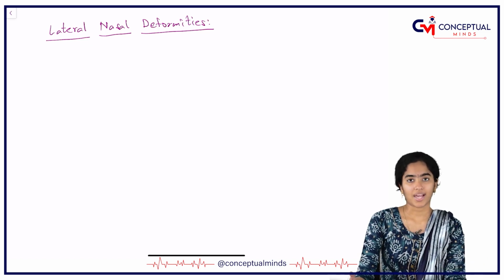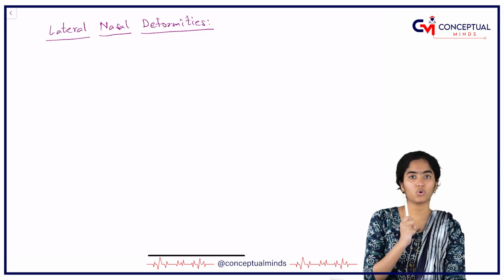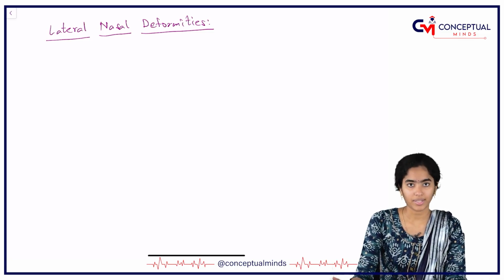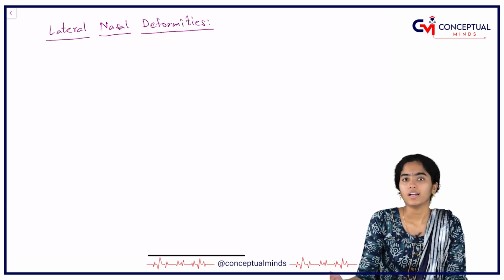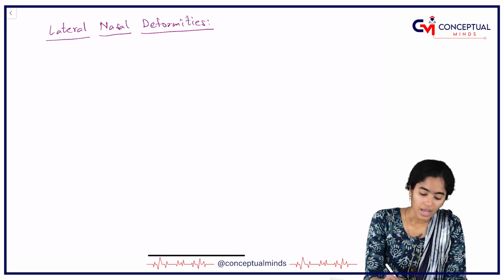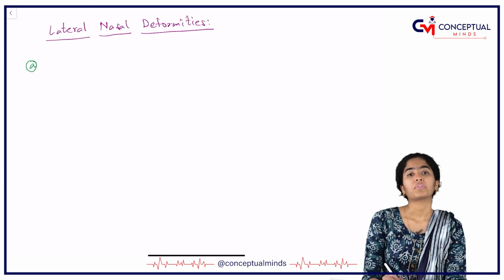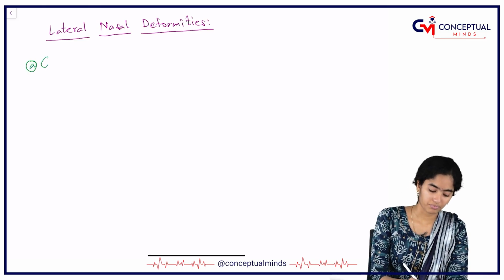That's it. Now, saddle nose, hump nose and all, they are absolutely in the midline. There is no deviation to either side. If it is deviated, then we call them lateral nasal deformities. I hope the distinction is clear to you. Under this, the various subtypes are, first one is crooked nose.